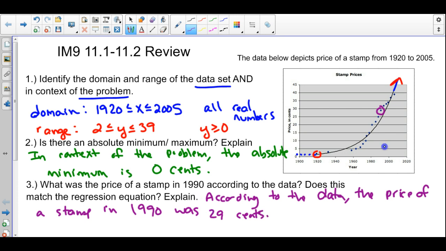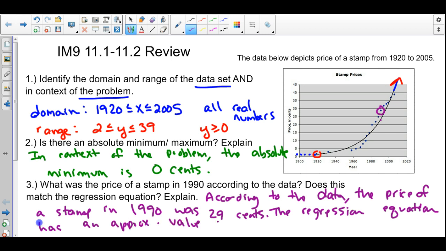Now, the regression equation is different than that. If I still go to where 1990 is and I go straight up, notice that that point on my curve is actually around 23 to 24 cents. So I'm going to say the regression equation has an approximate value of 24 cents. So it's close. It doesn't obviously match it because the regression equation is just a prediction.